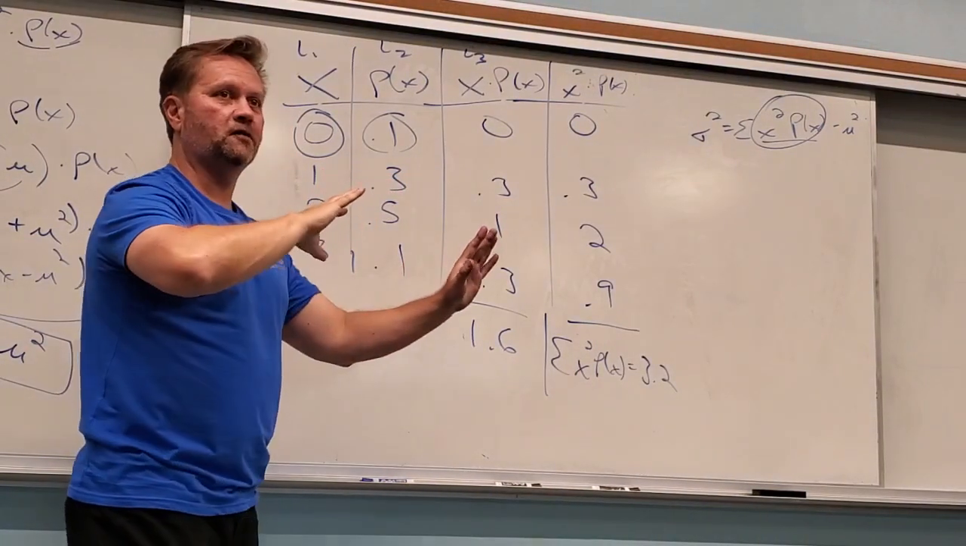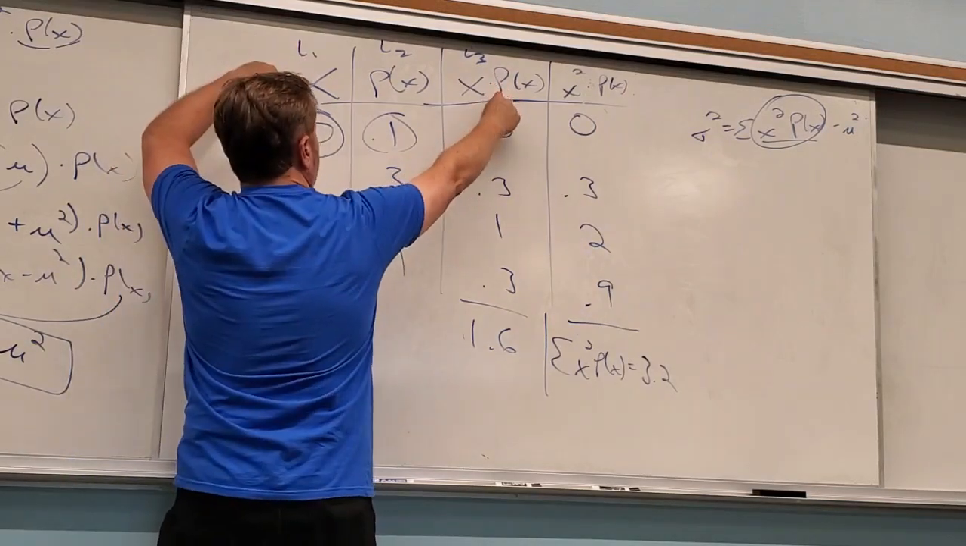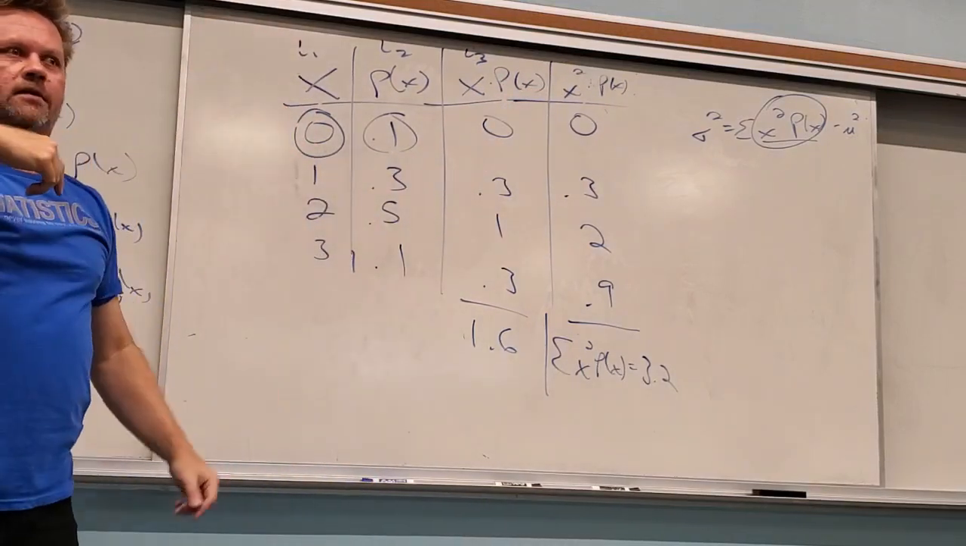I could have made a mistake. You never know with me. Does everything look all right? So I did x times x p of x. I did L1 times L3 to get L4. Oh, we're going down.